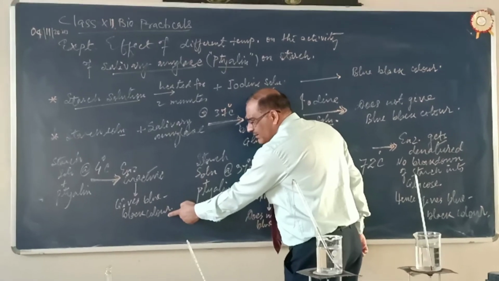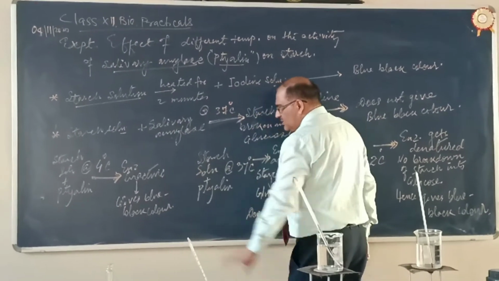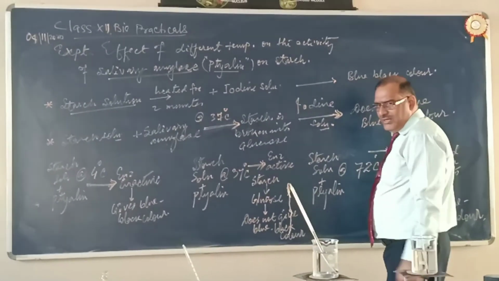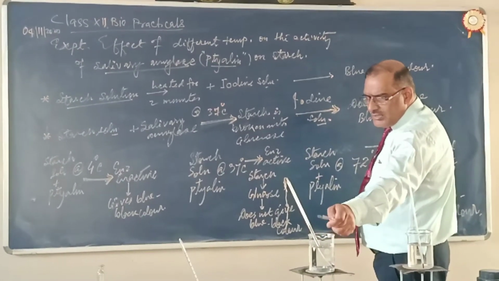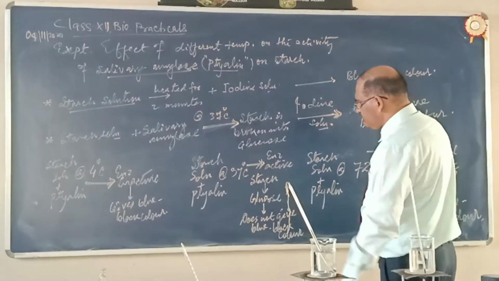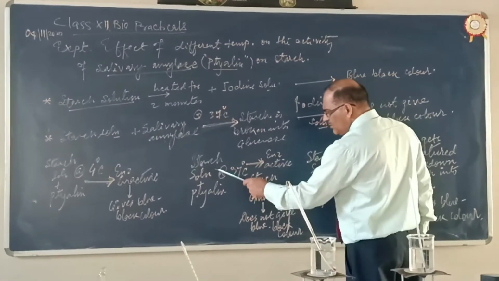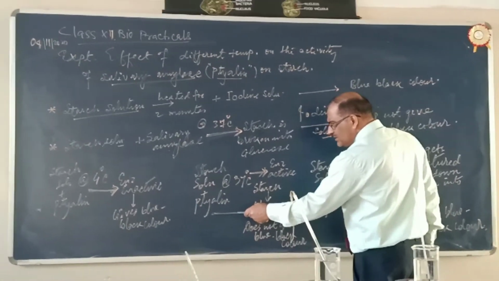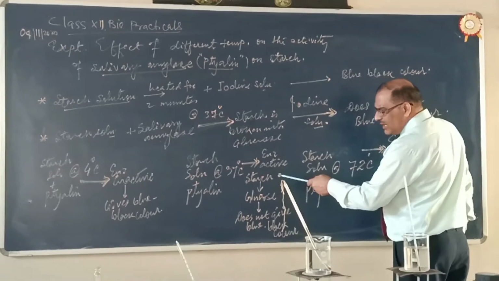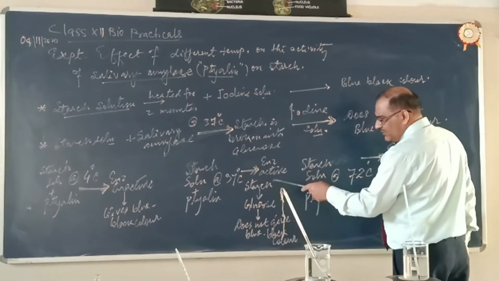This gives blue-black because of the presence of starch. Second case: in this system, we are maintaining the temperature at 37 degrees Celsius, body temperature. So starch solution plus the enzyme amylase in it, and the water bath temperature is maintained at 37 degrees Celsius.